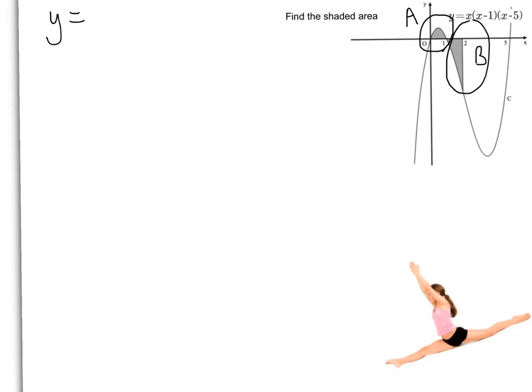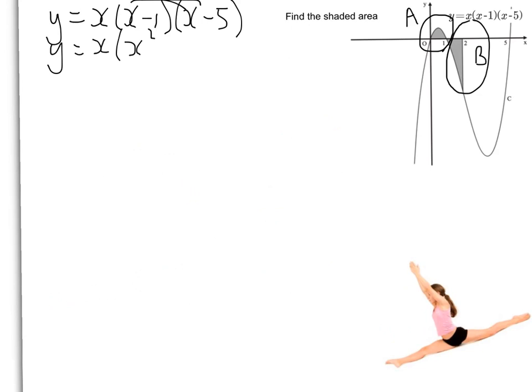Now, notice that the curve is x, x minus 1, x minus 5. So before we start integrating, we're going to have to do a little bit of neatening up. It's going to go x squared minus 6x, isn't it, plus 5. And therefore y equals x cubed minus 6x squared plus 5x. So that's what my curve looks like.